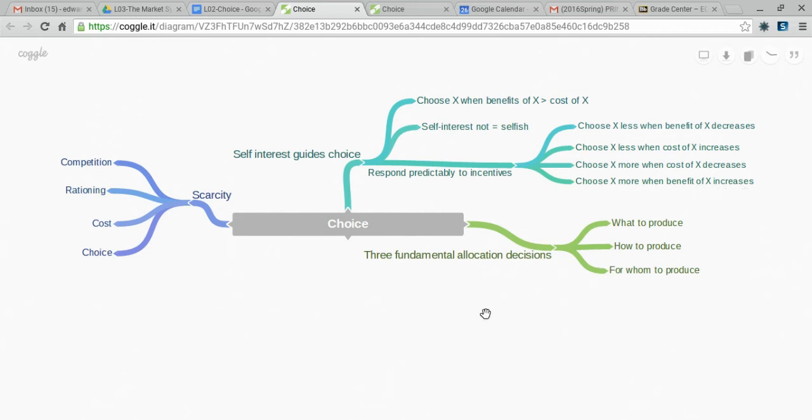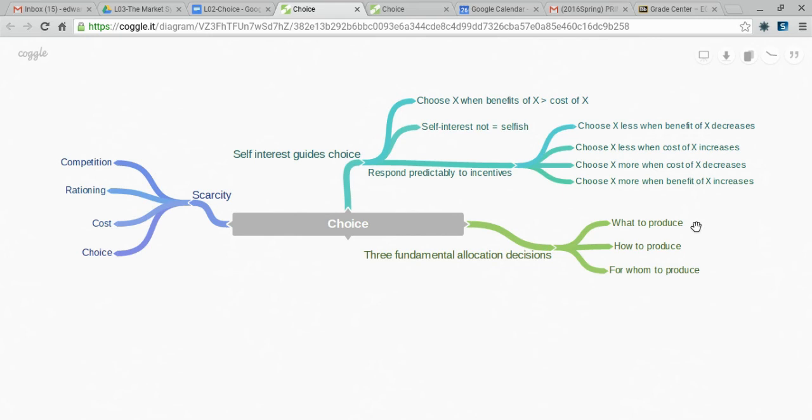The lesson concludes by examining the three fundamental allocation questions that scarcity creates. Every economy, every society must have some way or procedure to answer three fundamental questions. The first is what to produce.